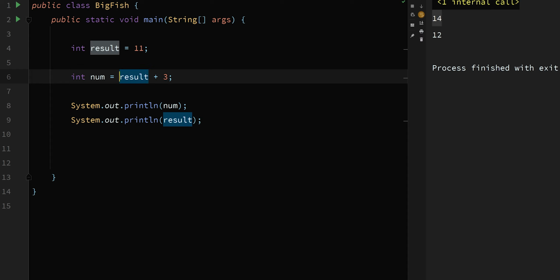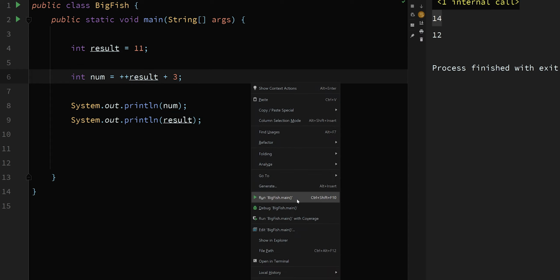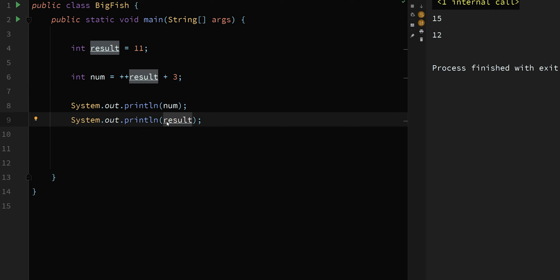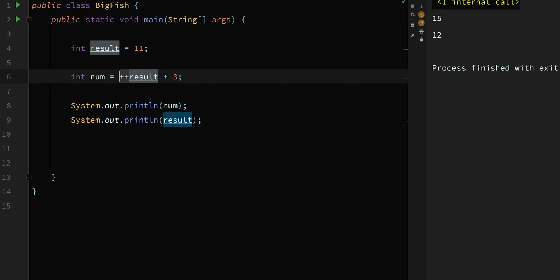Now, if I were to put the plus plus before result and run this, we would see 15, and then result is still 12 because it's getting increased by 1. But when the plus plus is placed before the variable name, the precedence level changes, and this actually executes before addition normally happens. So plus plus afterwards has a different precedence level. It's a lower precedence level, meaning it happens later in the operations. We can think of it as after the entire expression has been evaluated, that's when the variable gets increased.